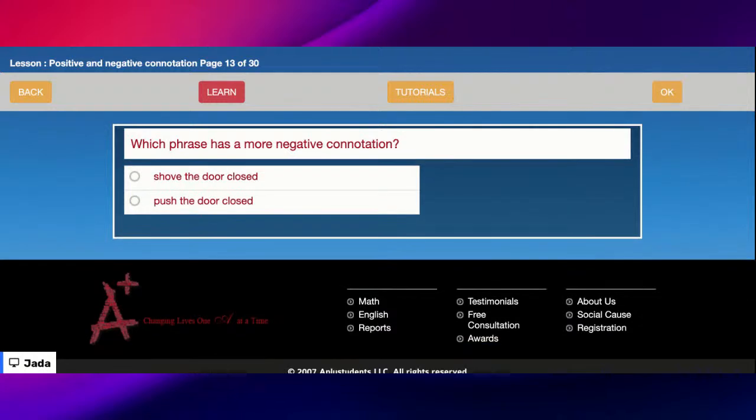So, what is more negative? Shove the door open or push the door closed? Which one? Which of the above is more negative? Complain, good. All right, and then this one.